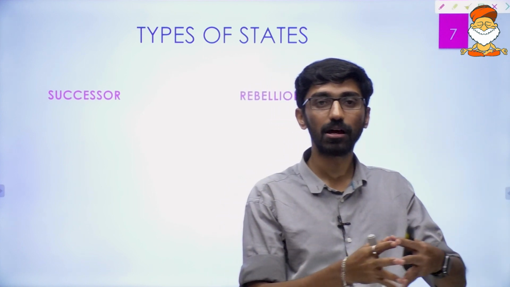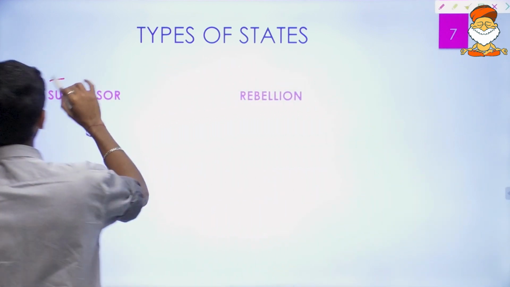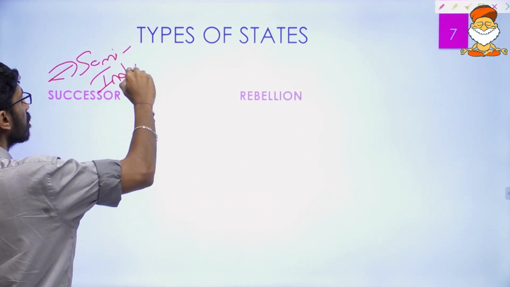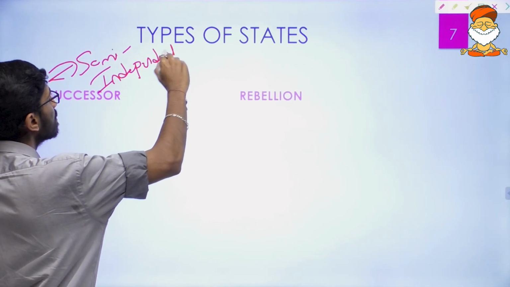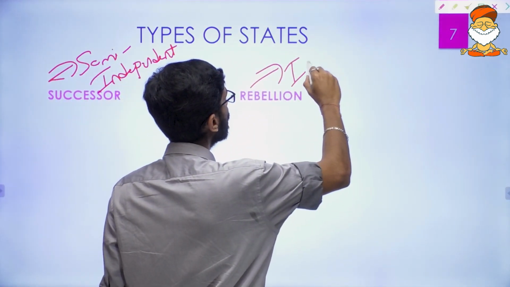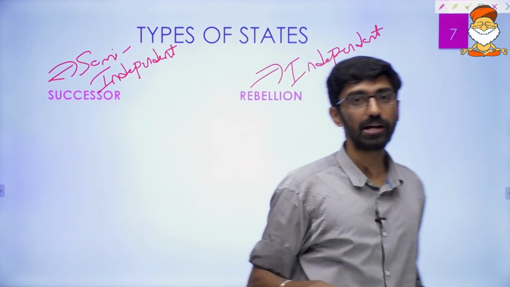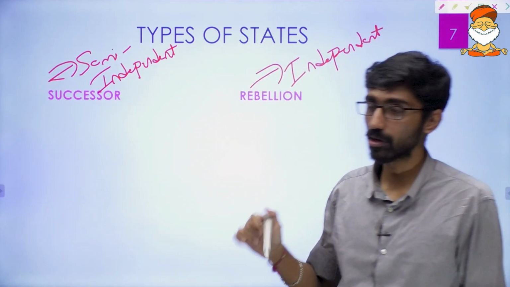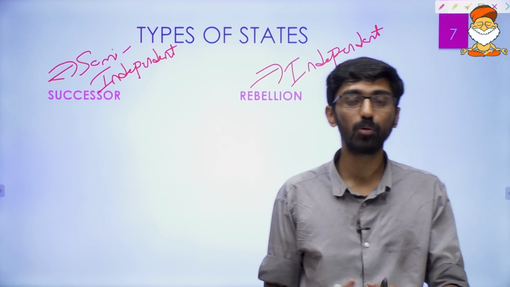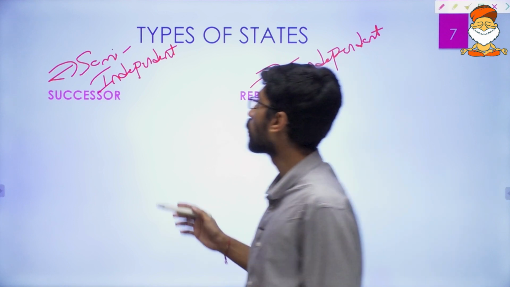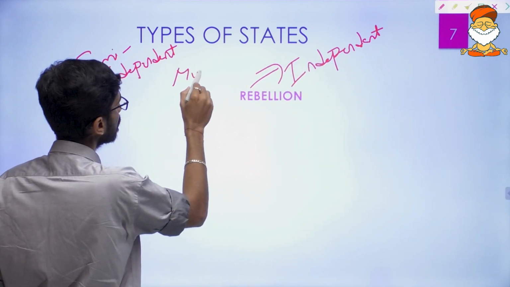These successor states were semi-independent states. And these rebellion states were completely independent. Independent of whom? Independent of the Mughals. The Mughals were the major ruling family. Almost 80 to 90% of Indian territory was being controlled by the Mughals. Now, semi-independent of the Mughals.